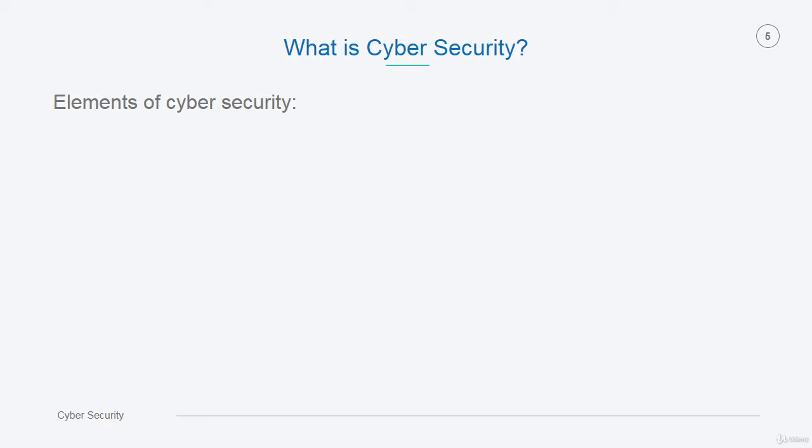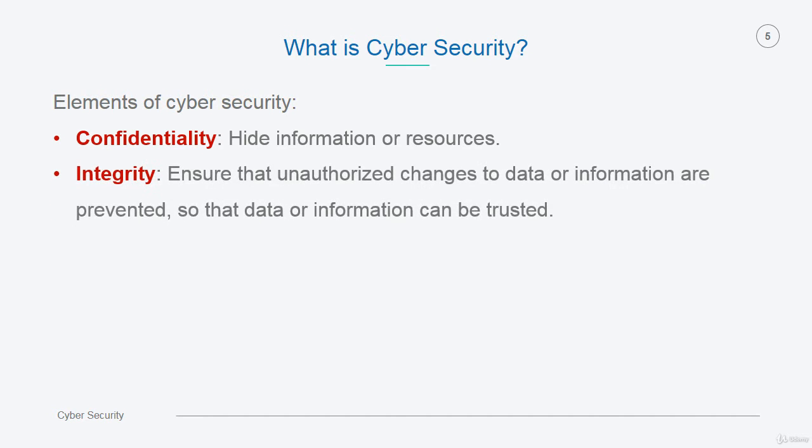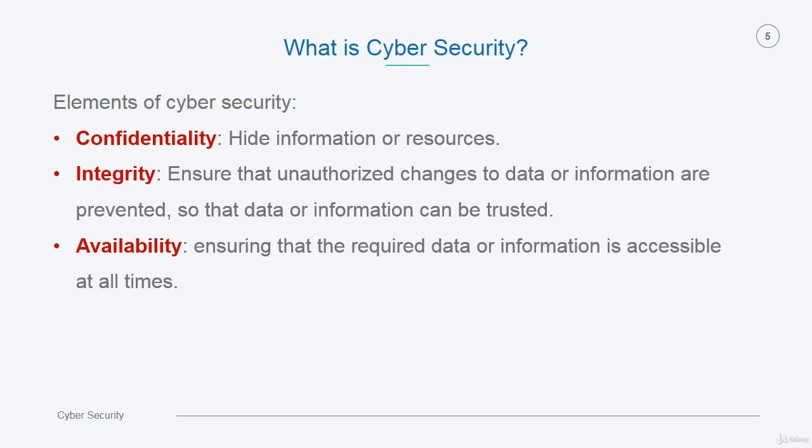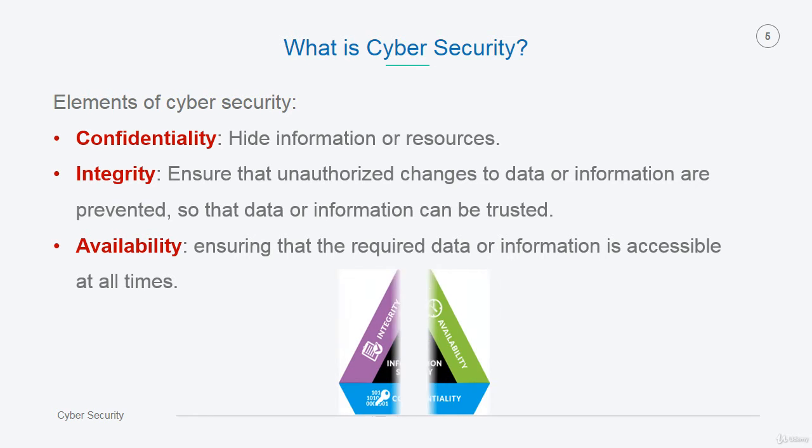Elements of cybersecurity consist of 3 main components. The first component is confidentiality, the second is integrity, and the third is availability, and we refer to them as the CIA triangle. If we take the first element, which is confidentiality, we need to make sure that information or resources are hidden from being accessed by unauthorized parties. In other words, only people who are authorized to do so can gain access to sensitive data.